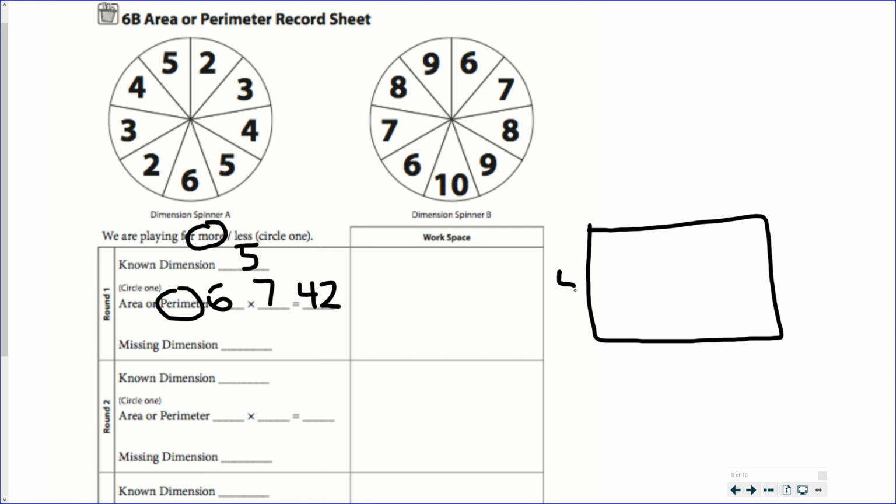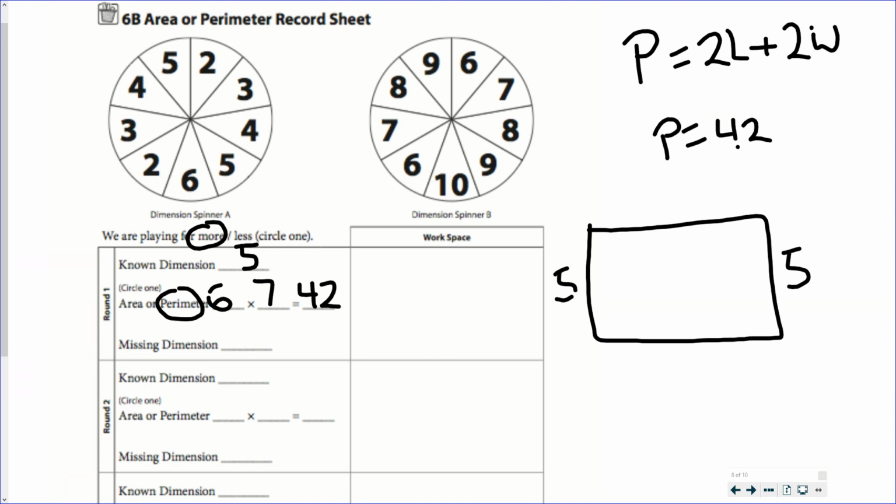I know that one side is 5. If this side is 5, that means, of course, the other side has to be 5. And remember, through all of this, the perimeter formula is twice the length plus twice the width. We know that our perimeter has to equal 42. In this case, P equals 42. So that means that we already know that 5 and 5 equal 10. We're going to take 42 minus 10. That's going to give us 32 left over.